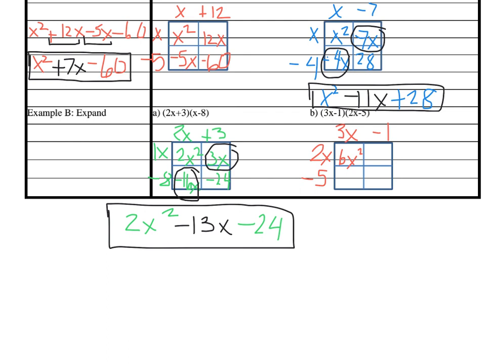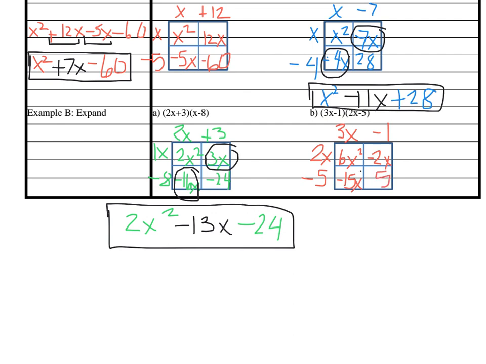Moving to the upper right corner, 2 times negative 1 is negative 2. And then don't forget that we have 1x. 3 times negative 5 is negative 15. Don't forget about the x, so negative 15x. And then negative 5 times negative 1 is positive 5.